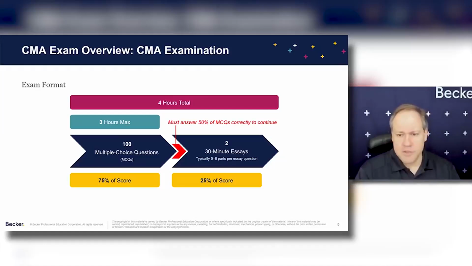Those 100 multiple choice questions have 2 important things about them. First, they represent 3/4 of your final score. And second, there is a gatekeeper after that first section. If you don't at least get half of those multiple choice questions correct, then your exam will end. You will not even see the second section. But as long as you have gotten half of them right or better, you then can complete the 2 30-minute essays. Typically, each of those essays is going to have 5 or 6 parts that you're going to respond to. In the aggregate, those essays represent the other 25% of your score.